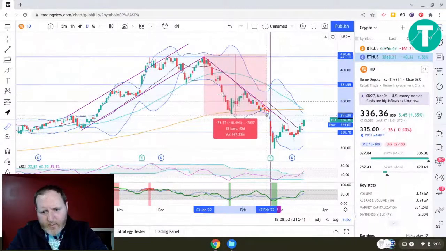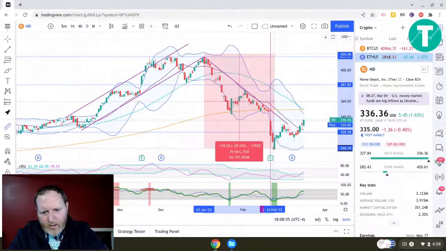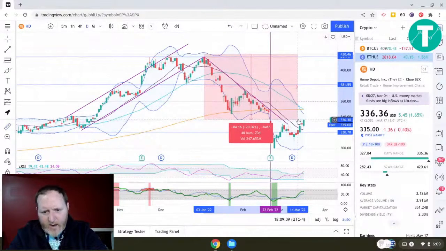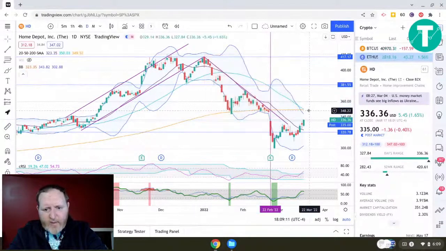Put it there. Let's see how far it came down. 28.6%, and now it's sitting... where is it sitting? 36. And now it's down about 20% from its highs.